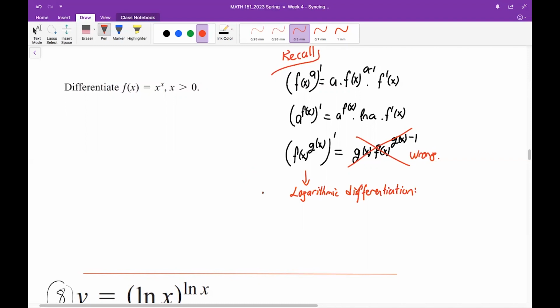We use logarithmic differentiation to take the derivatives of functions of this form. For example, look at this one. x to the power x. Both the base and the power depend on x, right? So this is a very nice example on which we need to apply logarithmic differentiation. So the question is, we want to find y prime. To find it, obviously we will use logarithmic differentiation.